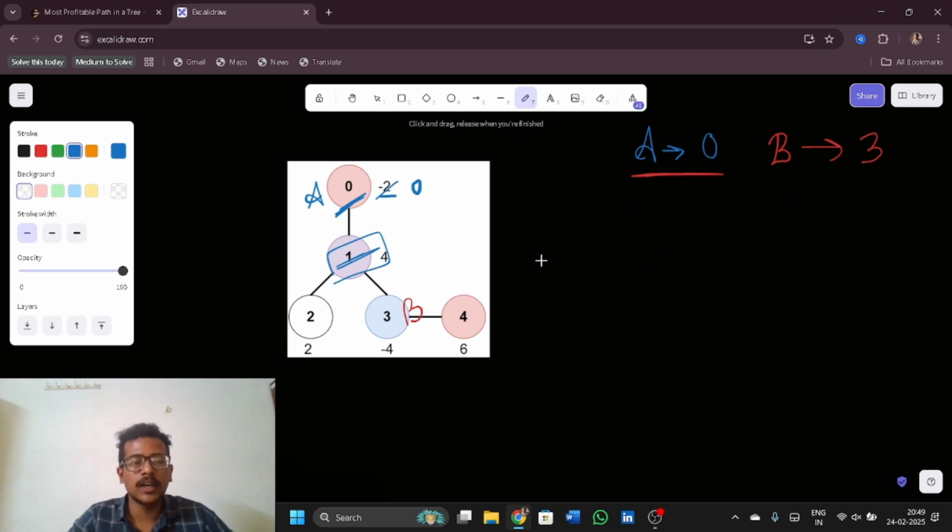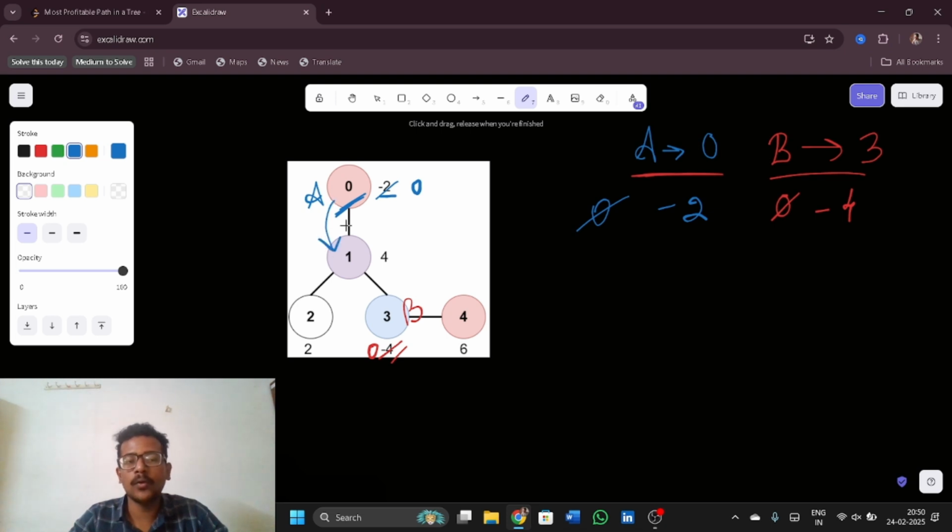Now let me go through here. Minus 2 is given 0. So that means the gate is open and the value of Alice is changed from 0 to minus 2. Now let us go to Bob. Here Bob is also started his journey with 0. Now minus 4. That means here it would be minus 4 and this will become 0 as the gate is opened. Now where does Alice go?